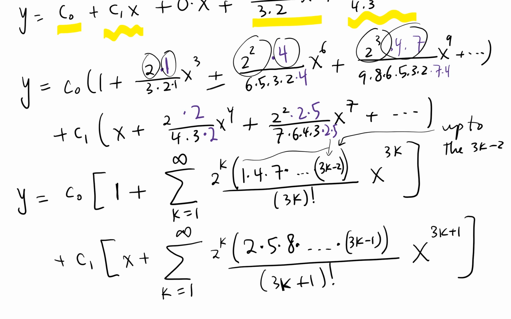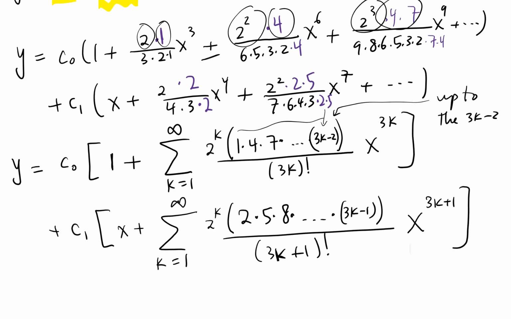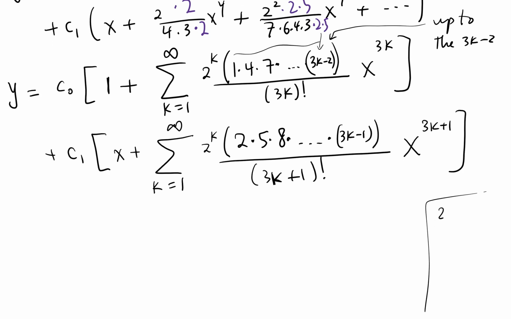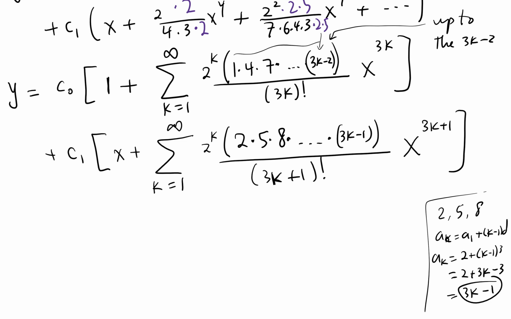And if you like to know where the 3k minus 1 came from, think about it this way. The 2, 5, 8, this is an arithmetic sequence. If you remember, ak equals a1 plus k minus 1 times d. That's for arithmetic sequence. So a1 is 2, k minus 1, d is 3. So 2 plus 3k minus 3, you get 3k minus 1. That's where it came from. And same thing for the previous one, for the previous part.